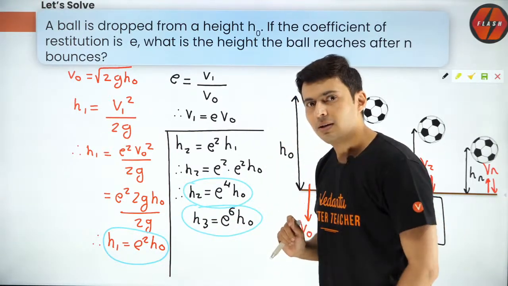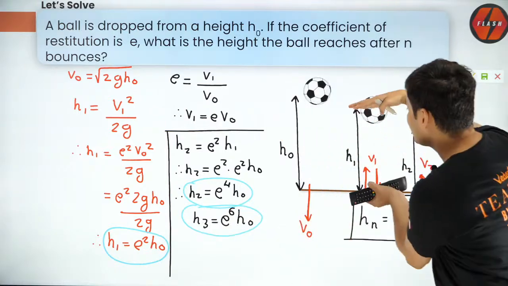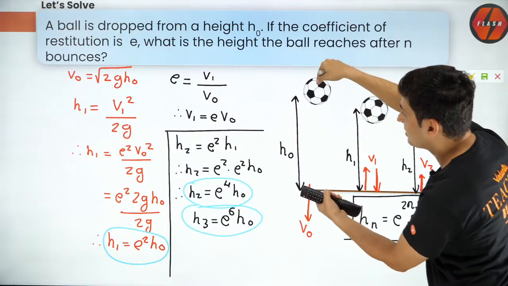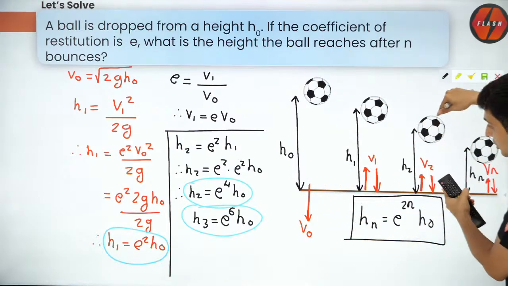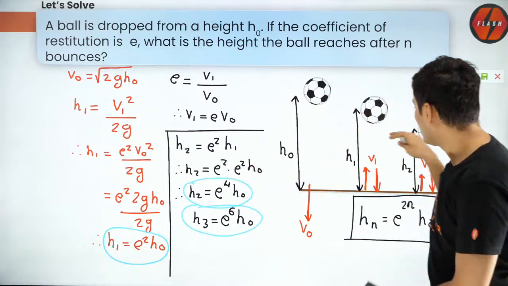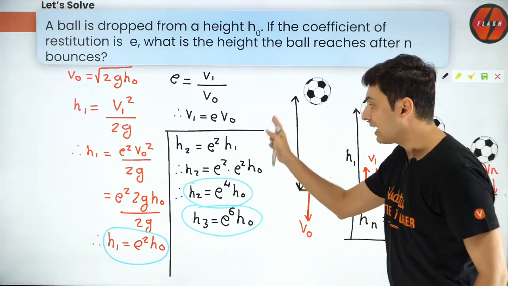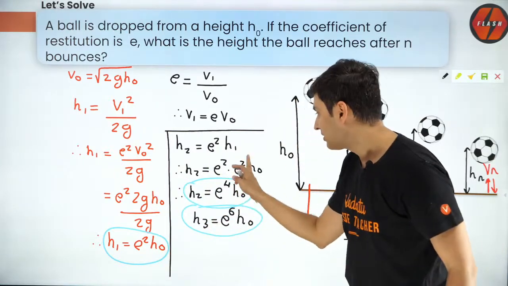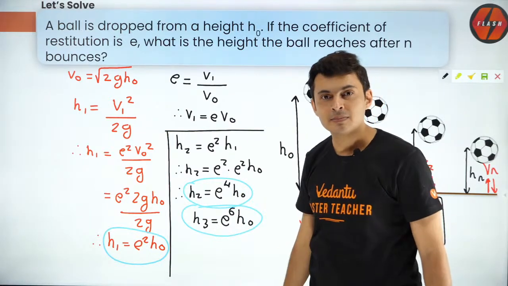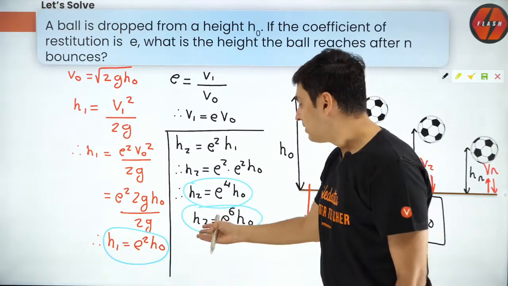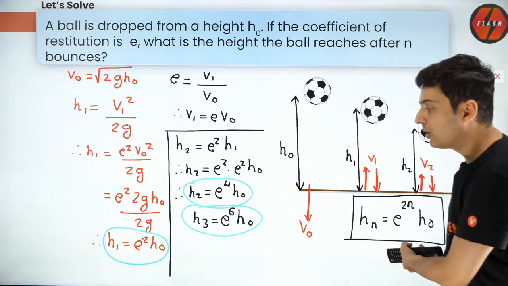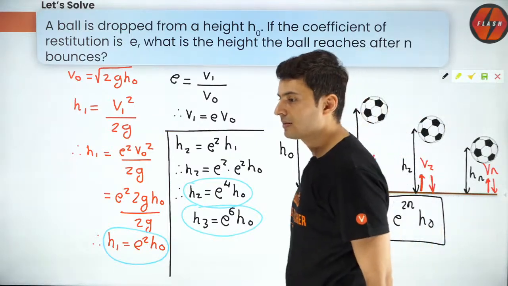Okay. Now what did we do? Think about it. This height is E square h0. This height is E square times this height. So won't the next height be E square times this height? That's what I did. So this height h2 will be E square times h1, but h1 is E square h0. Just put it there. You'll get h2 is E raised to 4 times the original height. Now by the trend, obviously h3 will be E raised to 6 times the original height. So notice the trend and you will see it's all even numbers. I hope this is clear.